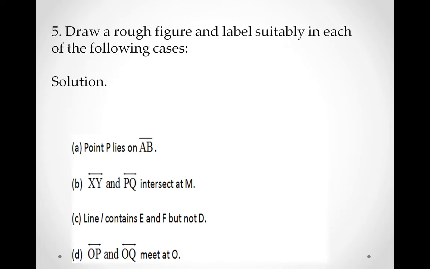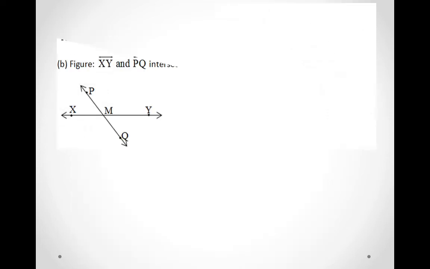Point P lies on AB. Line XY and line PQ intersect at N. Line L contains E and F but not D, and line OP and line OQ meet at point O. Now look at here how we can draw this.